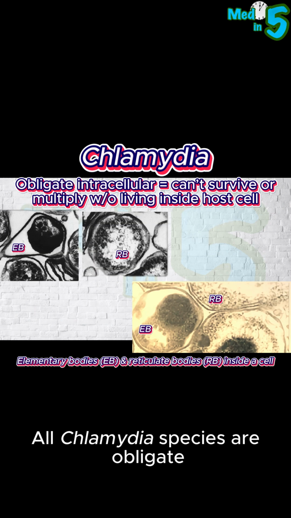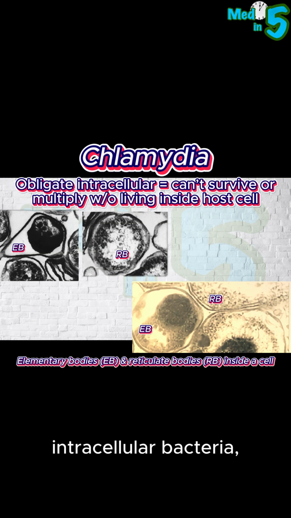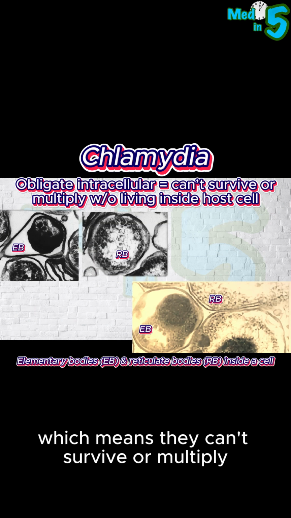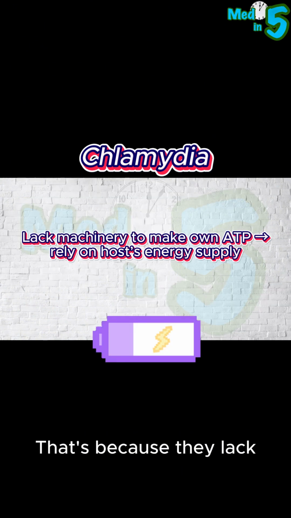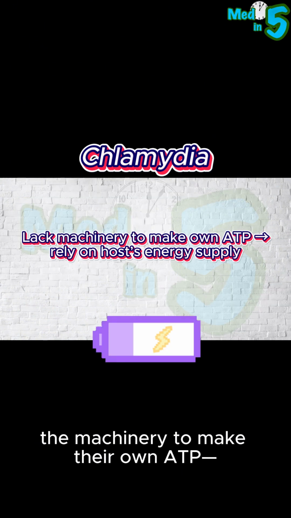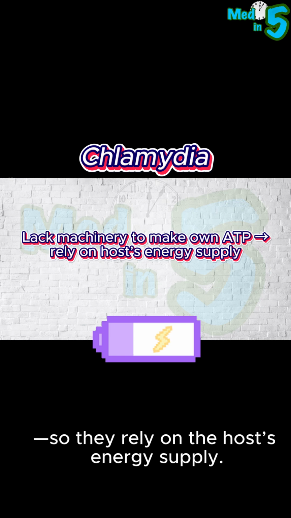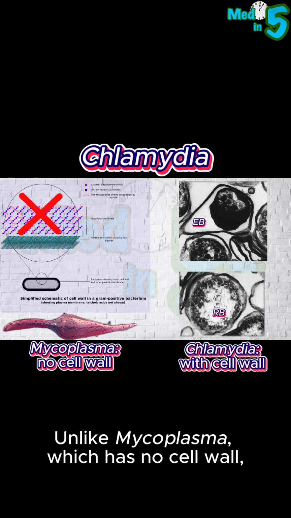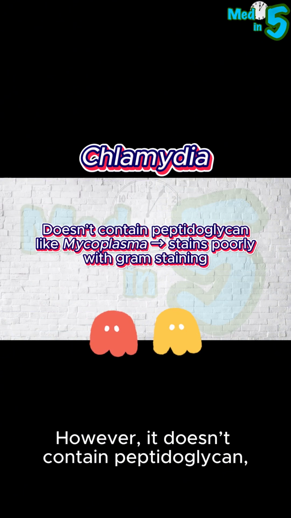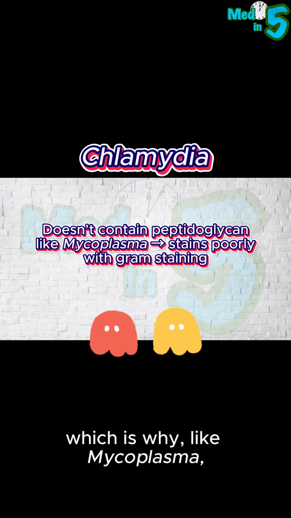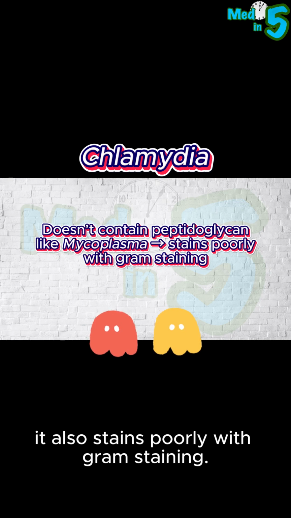All Chlamydia species are obligate intracellular bacteria, which means they can't survive or multiply without living inside a host cell. That's because they lack the machinery to make their own ATP, so they rely on the host's energy supply. Unlike Mycoplasma, which has no cell wall, Chlamydia has a cell wall. However, it doesn't contain peptidoglycan, which is why, like Mycoplasma, it also stains poorly with Gram staining.